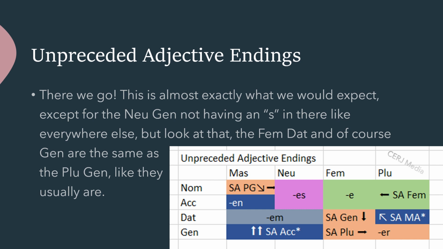So this is looking a lot more like it. The masculine nominative is the same as the plural genitive as it usually is. The feminine dative and genitive are the same as the plural genitive as they usually are. And the neuter and masculine dative have em, which is, again, a trend that we saw with dem, meinem, all that stuff, right? So, unpreceded adjective endings looking a lot more like you would expect.